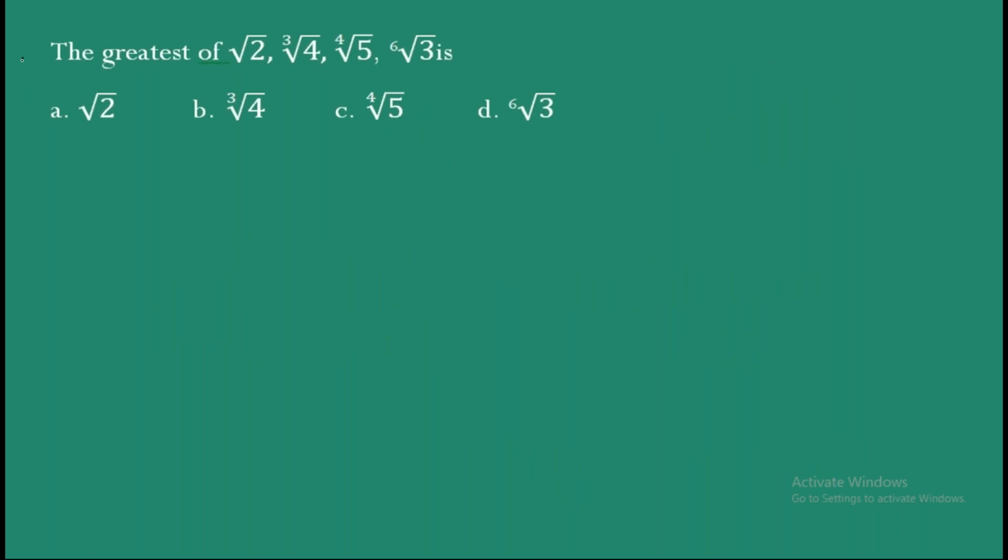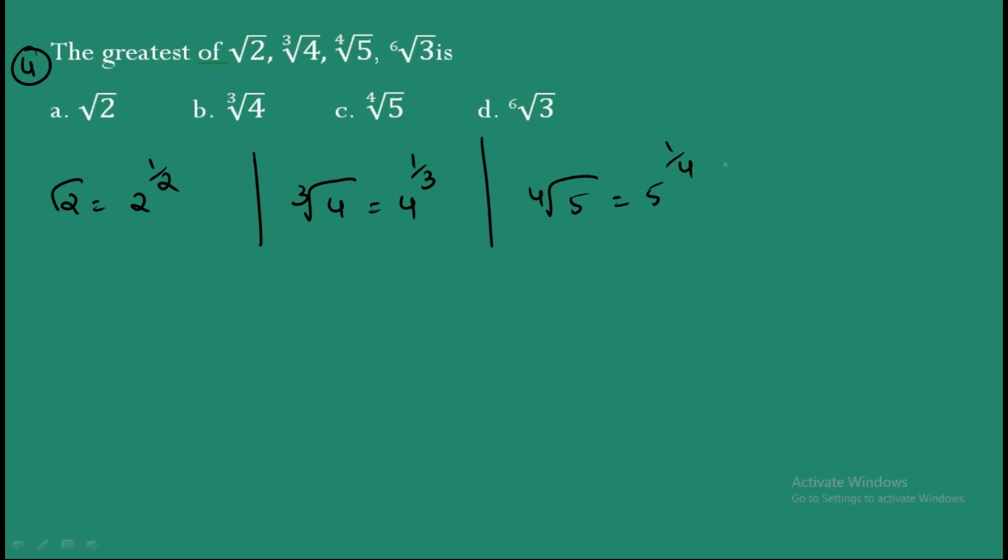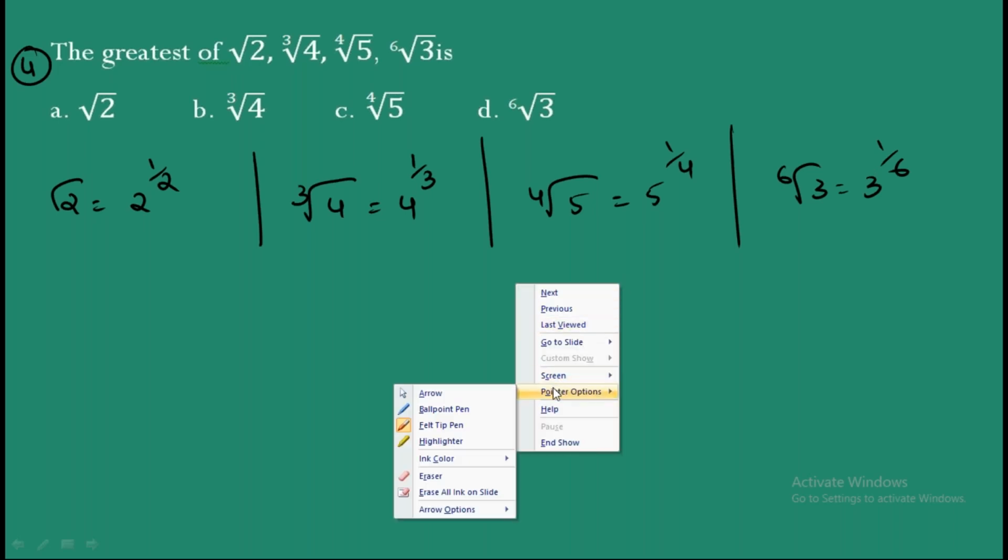Now, if you want to find the greatest, root 2 can be written as 2 power 1 by 2 first of all. Cube root of 4 can be written as 4 power 1 by 3. Fourth root of 5 can be written as 5 power 1 by 4. Sixth root of 3 as 3 power 1 by 6. Bases cannot be maintained equal, right? Bases you can't say it's equal.